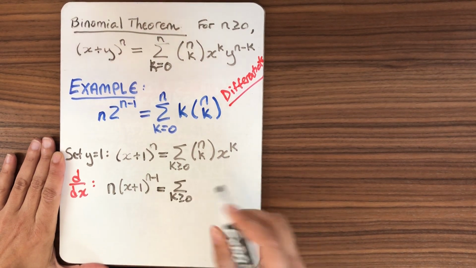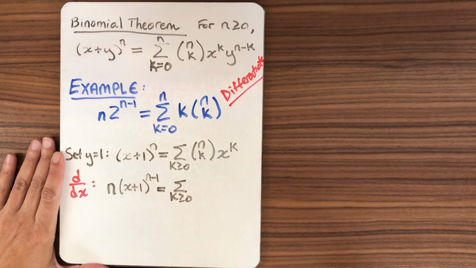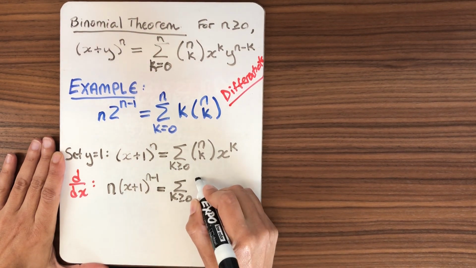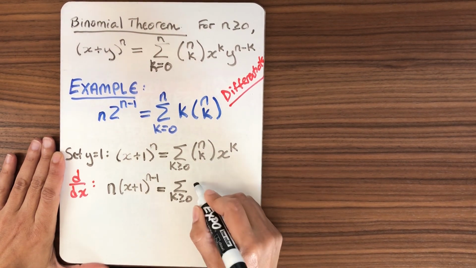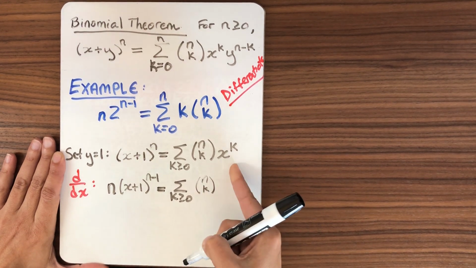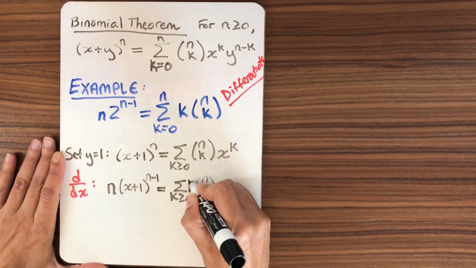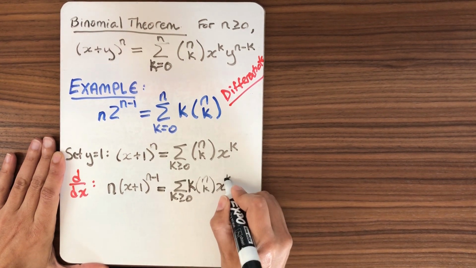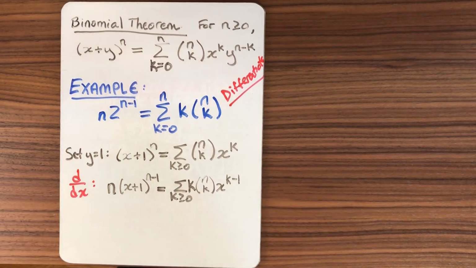So we have k greater than or equal to 0. N choose k is just a number. K is just a number, right? It's like, this is like 6 if it's 4 and 2. So this is just n choose k, and I differentiate x to the k. I pull down the k, and I get x to the k minus 1. So that was pretty easy.